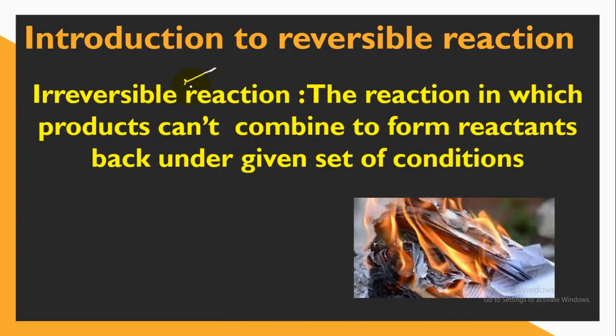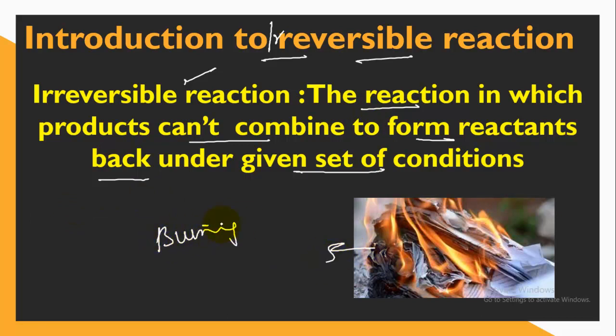An irreversible reaction is a reaction in which products can't combine to form reactants back under a given set of conditions. So how are we going to define irreversible? It is a reaction in which products can't combine to form reactants back, like we discussed about the burning of paper. We cannot convert ash back into paper.